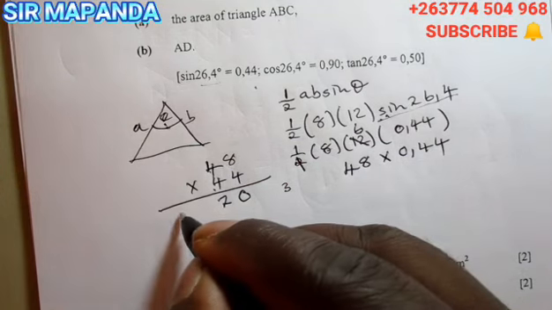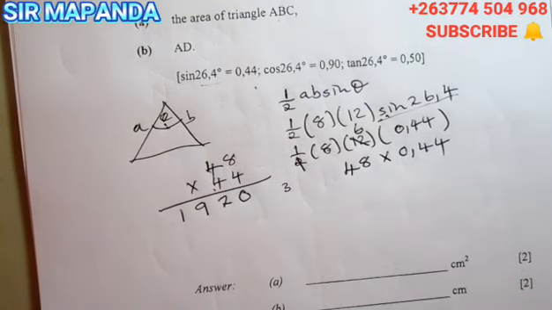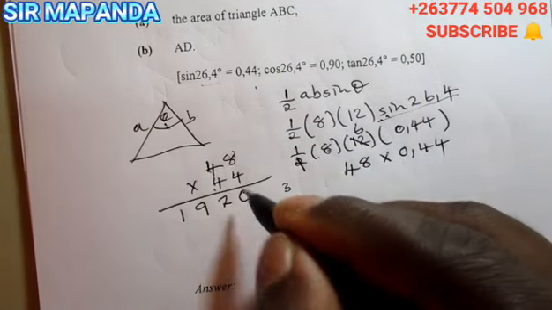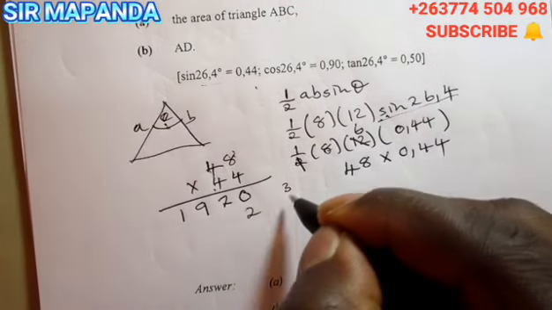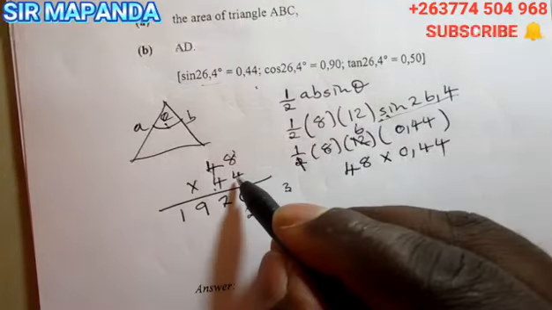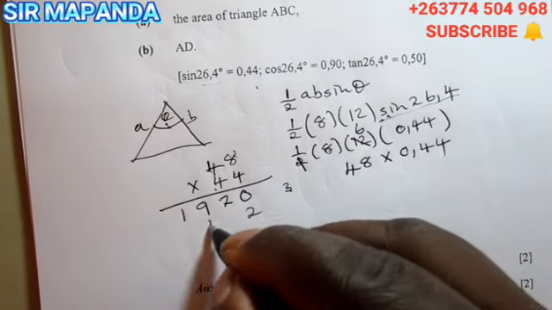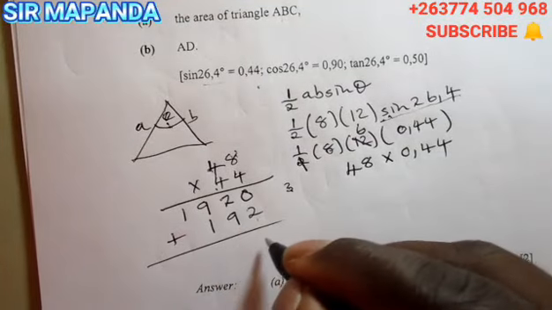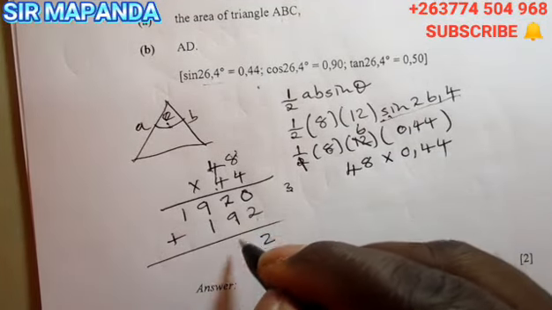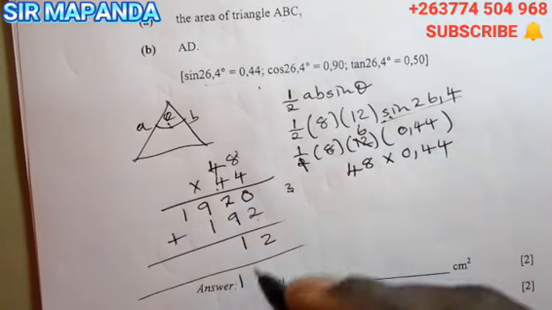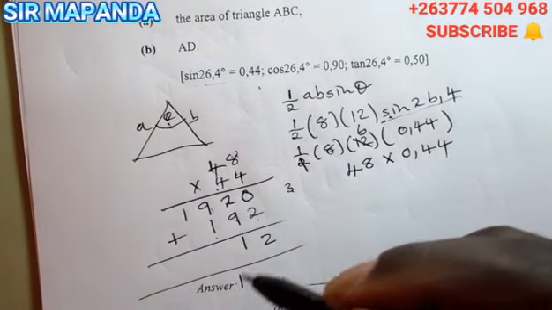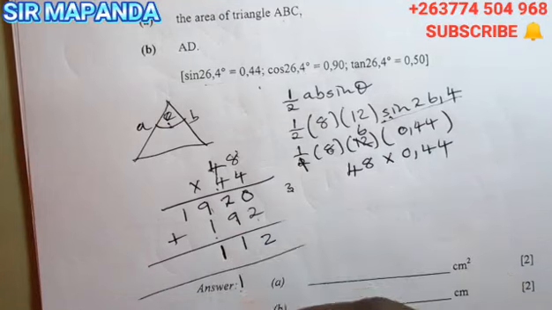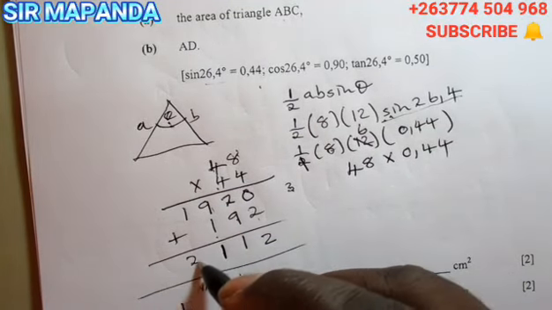16. Plus 3, it produces 19. Then the next line: 4 times 8, you get 32. You write 2, carry 3. Then 4 times 4 is 16 plus 3, you get what? 19. So if we are to add here, 0 plus 2, you get 2. 2 plus 9 is 11. Carry 1. 9 plus 1 is 10 plus 1, 11. Carry 1. 1 plus 1, you get 2.